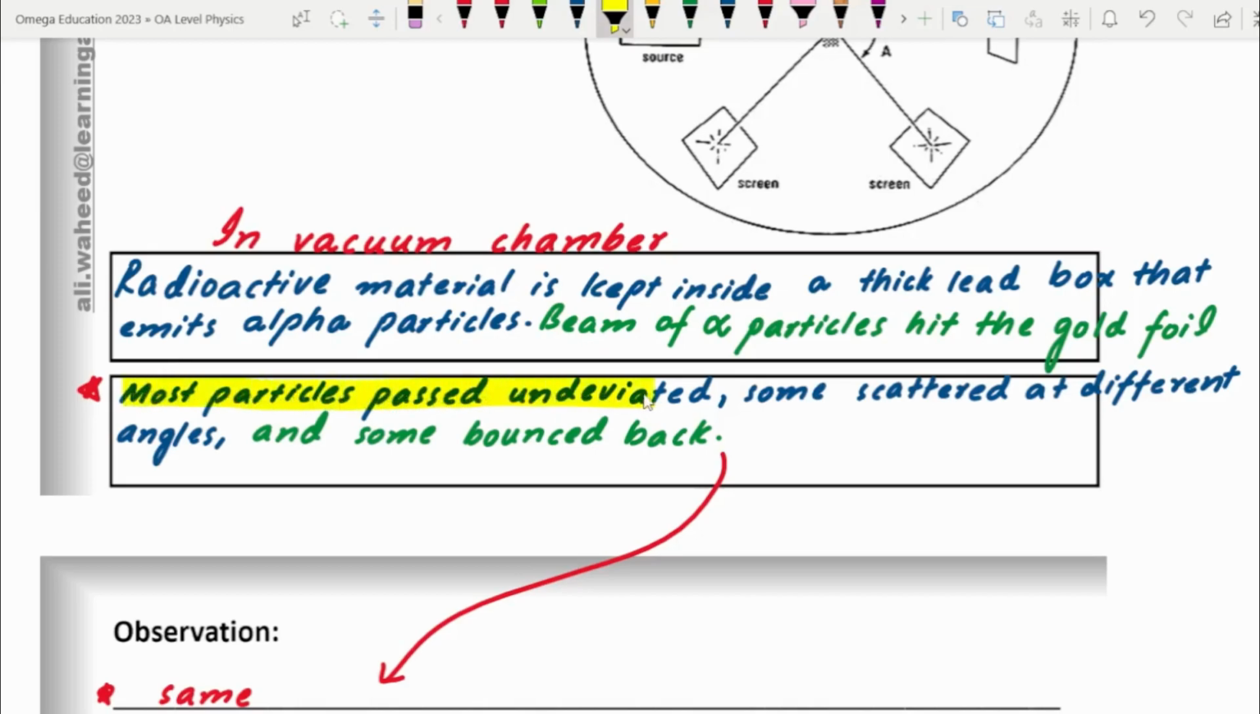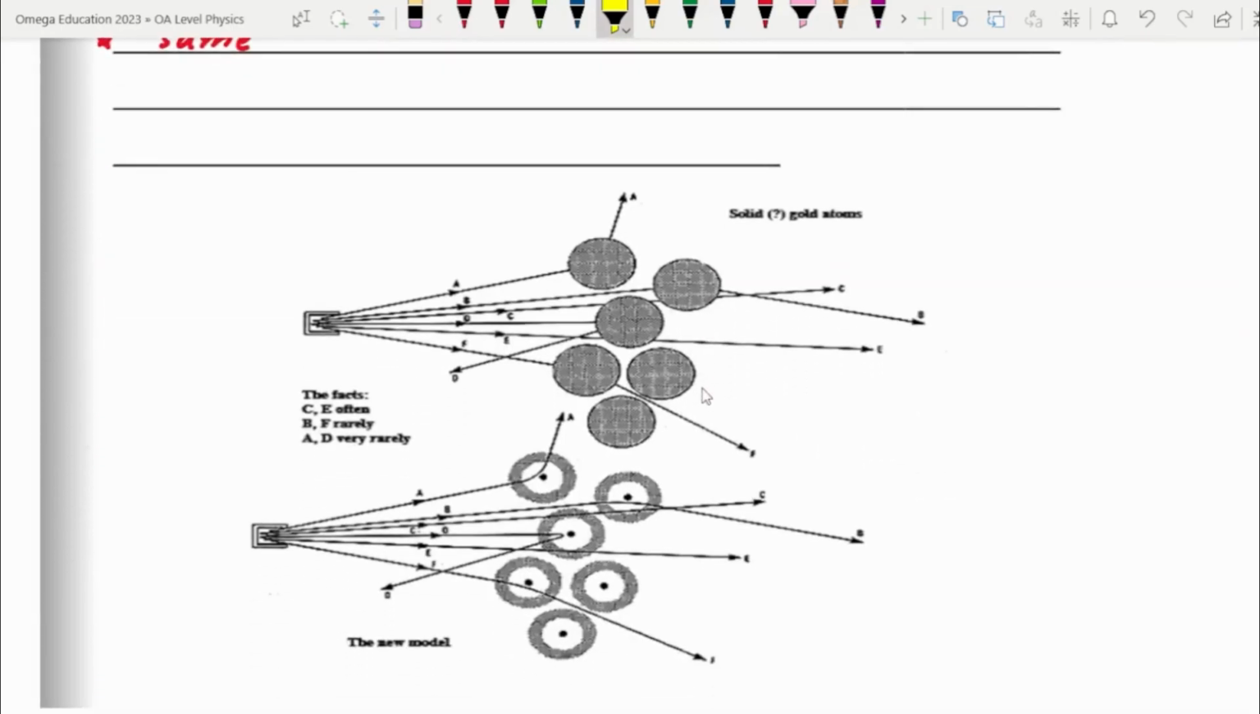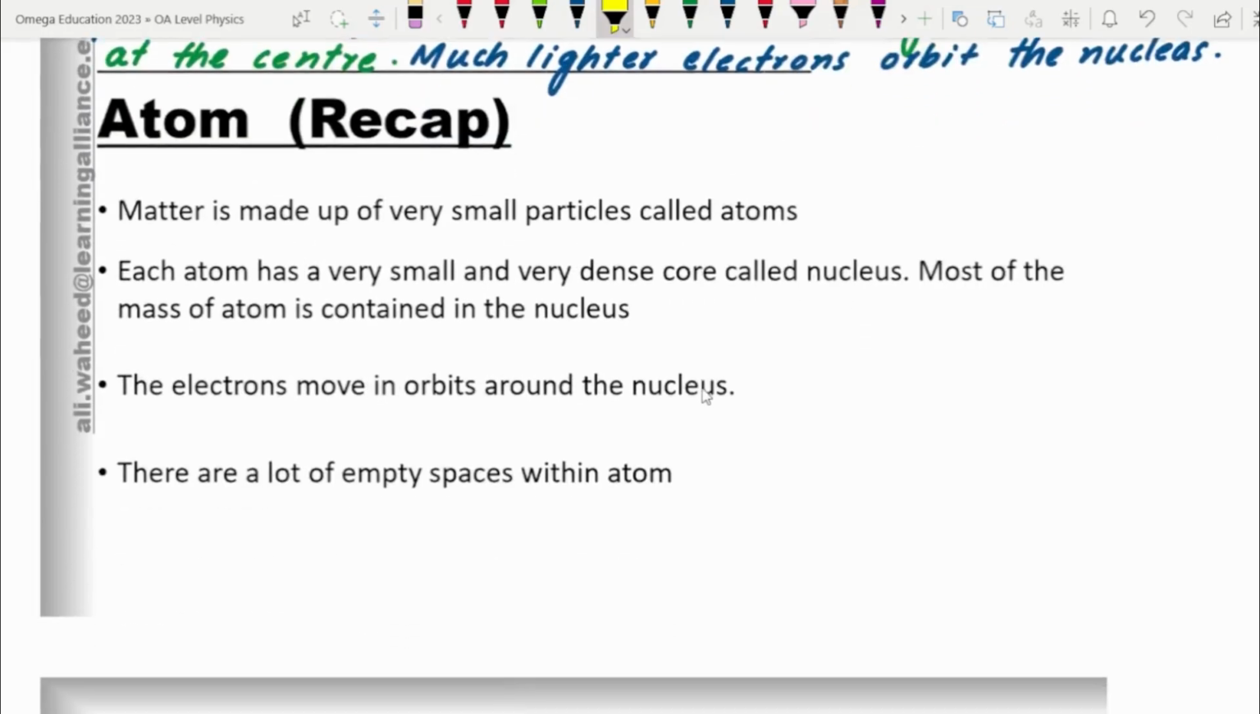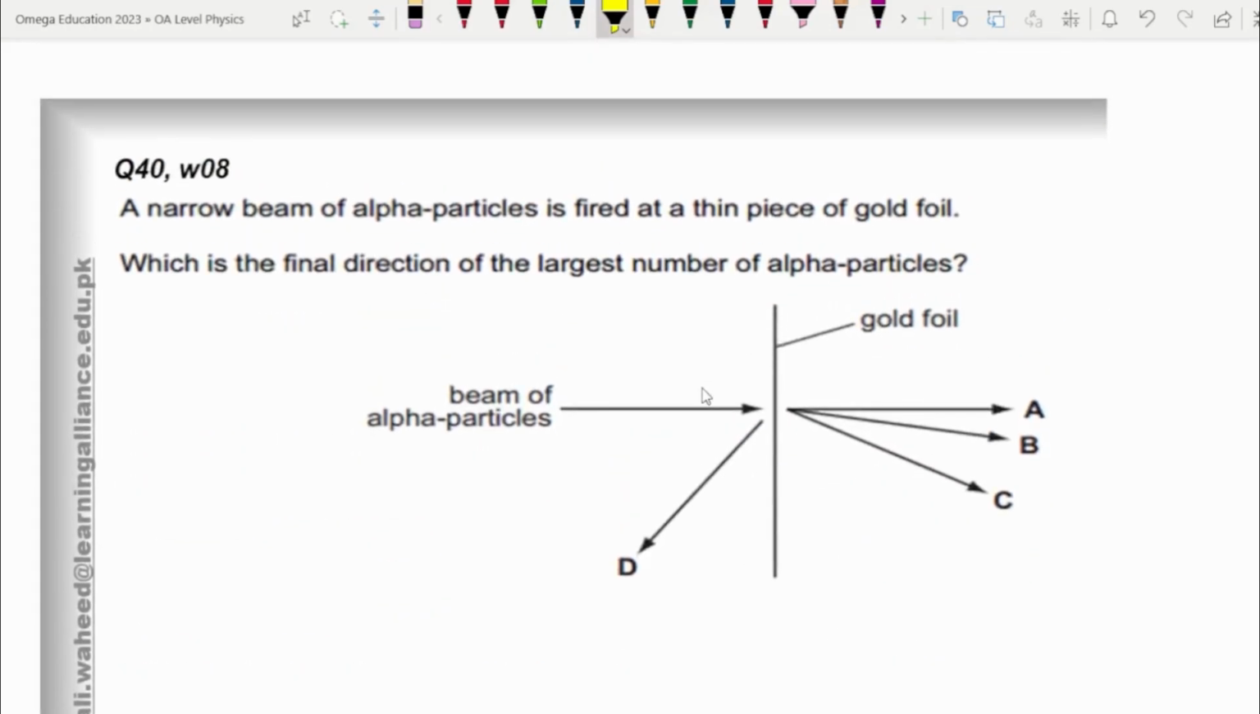Most particles passed undeviated. What does that mean? For most of them, there was no deflection whatsoever. They passed in a straight line as it is, without any deviation. So we'll be getting A as the right answer, because they just go in a straight line, no deflection for any of them. And as a matter of fact, D is the one with the smallest number of alpha particles. Only the smallest percentage would be deflected back or bounced back. A small percentage would be deviated, and an even smaller percentage would be bounced back. But most of them would pass through without any deviation in a straight line.